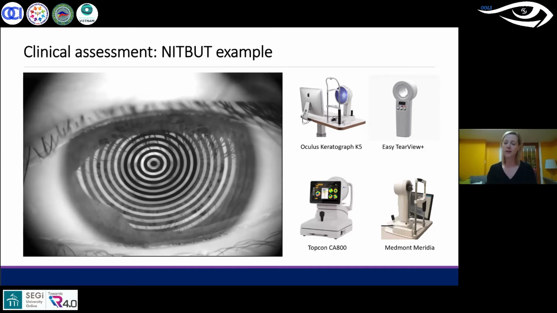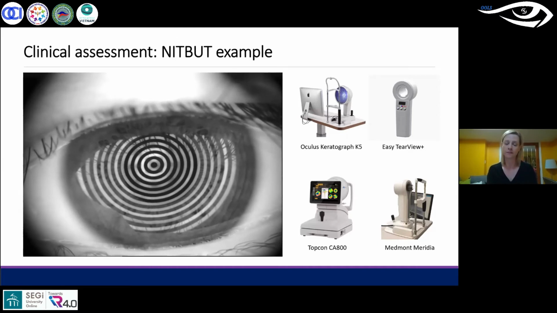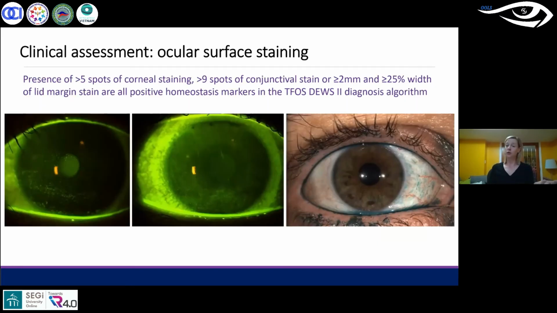So you've got 2 ways of assessing tear film quality. And then, of course, once you've got your fluorescein in, you can also then go straight into having a look at ocular surface staining.